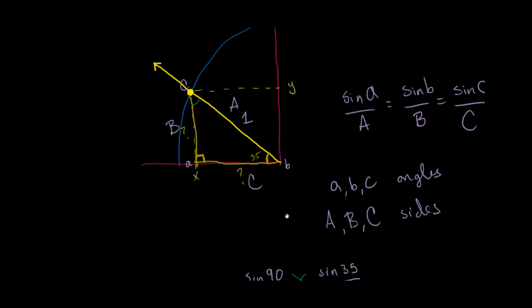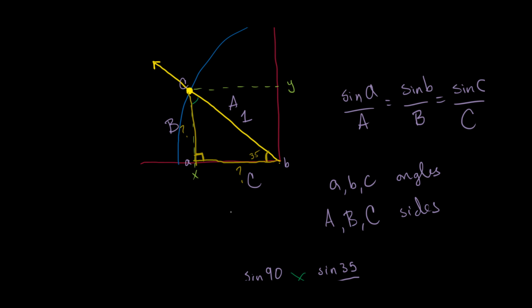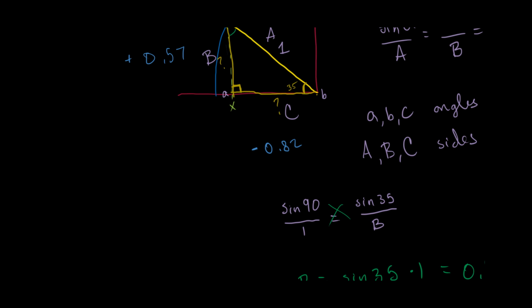So what did we just find out? We just found out that this distance is 0.82 and this distance is 0.57. Now you have to think about it. Is this side going up or down as compared to the x-axis? Well, it's going up, so it's going to be positive. But what about this? Is it going to the left or right of the y-axis? Well, it's going to the left, which means it's negative. So what's our final answer? Well, we get the point A is equal to negative 0.82, comma 0.57.